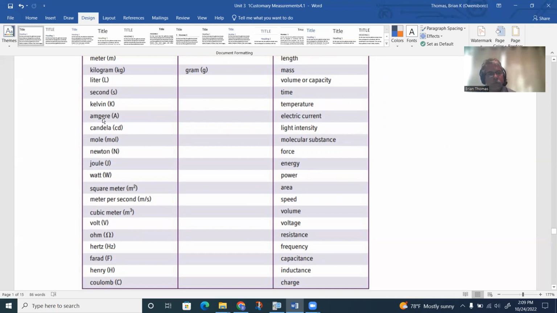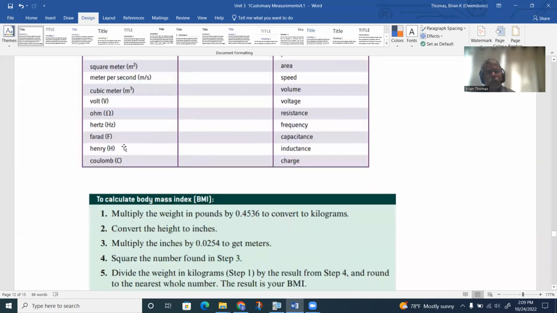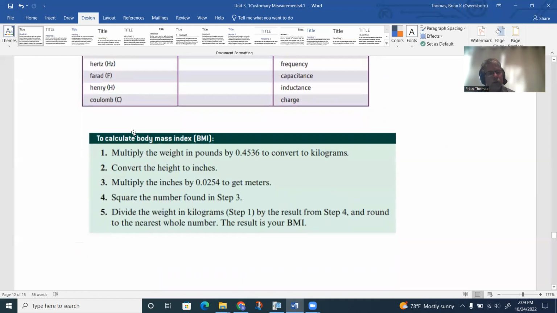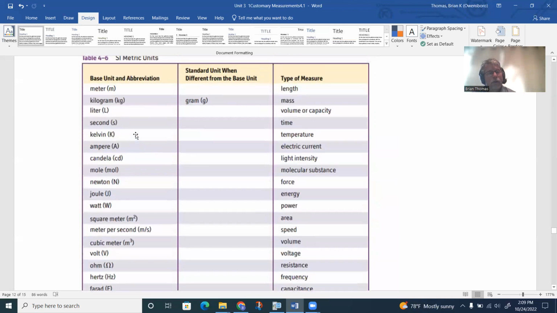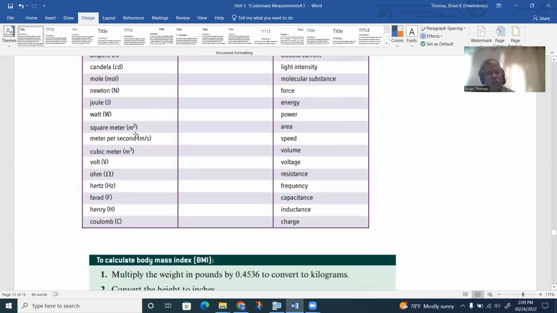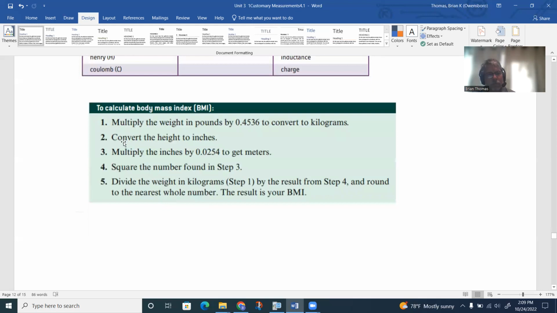Ampere, you get electricity, we have amps, there's light intensity, which is the candela, the mole, Newton, joule, all these are kind of familiar. Volts and ohms are probably familiar to you. Henry may be even familiar to you, and Coulomb. So a lot of these are just universal. You don't have to worry about dealing with other countries and doing conversions. Everybody's going to deal with these the same way. They mean the same thing.